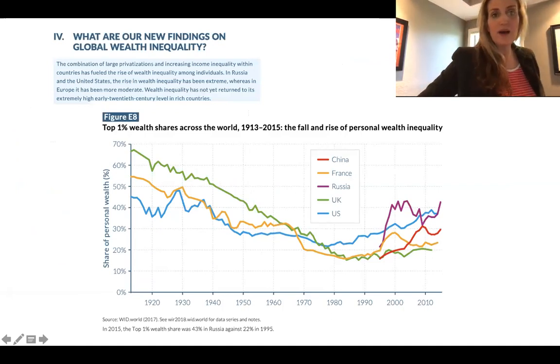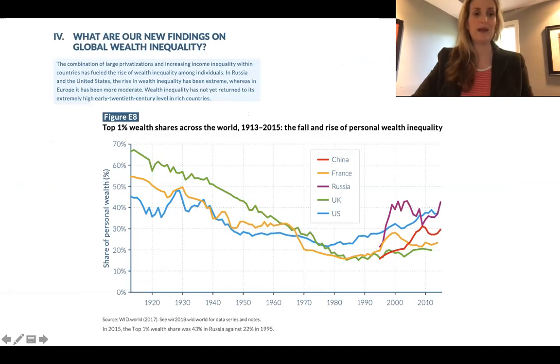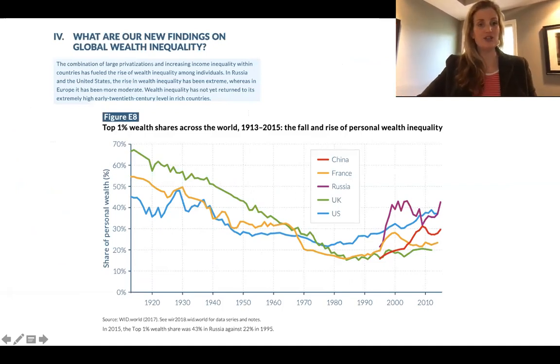Okay, so what are our new findings on global wealth inequality? The report argues that the combination of large privatizations and increasing income inequality within countries has fueled the rise of wealth inequality among individuals. Okay. In Russia and the United States, the rise of wealth inequality has been extreme, whereas in Europe it's been more moderate. Wealth inequality has not yet returned to its extremely high early 20th century levels in rich, developed countries. So what we see here is the top 1% wealth shares across the world, the fall and the rise of personal wealth inequality.